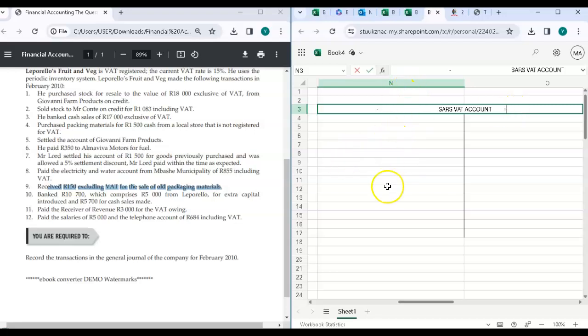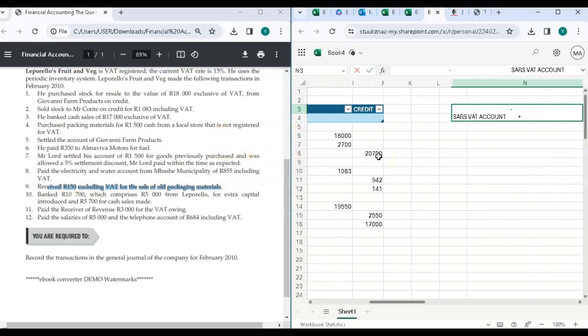So basically, all the amounts that you put here, SARS owes you money. So if you buy from a supplier, SARS will owe you the money. But if you sell stock, part of that stock includes VAT. So your VAT, you have to pay SARS, so you owe SARS. So all those amounts go here.